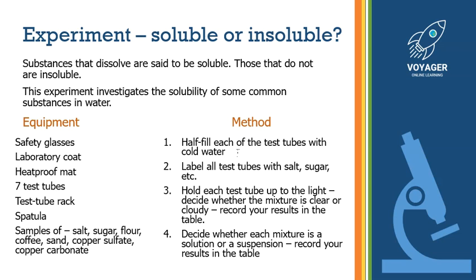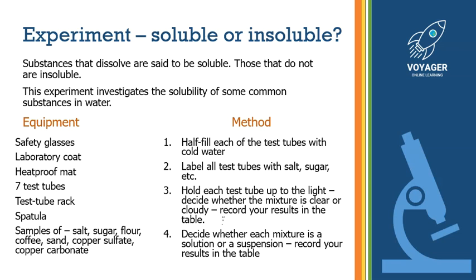So you need to half fill each of your test tubes or glasses with some cold water. Just water out of the tap is fine. And you should have some little labels or some sticky notes, if you like, which label each container with what goes inside it. So salt, sugar, etc. Now, then you need to go and spoon your substances into each container. Give it a bit of a stir and then hold it up to the light. So after you hold it up to the light, is it cloudy or is it clear?